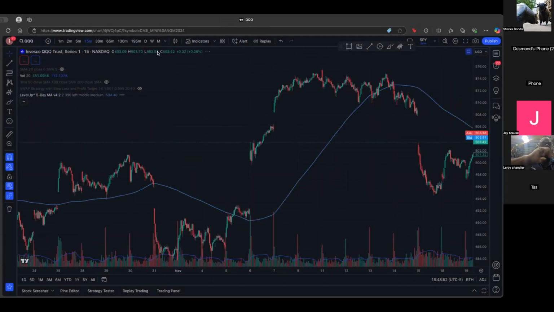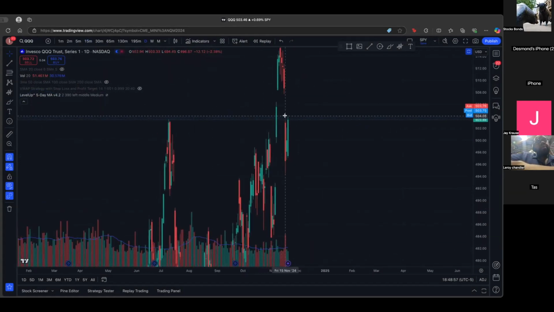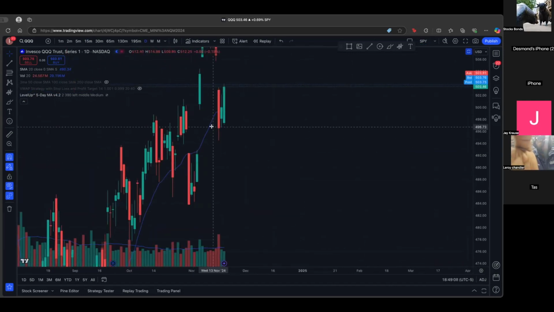QQQ closed under the 20-day moving average with a nasty gap down right here on November 15th. The 20-day moving average on QQQ was around 499.92. They consolidated near the 20-day moving average for quite some time. This blue line right here is 20. And today they closed above it.